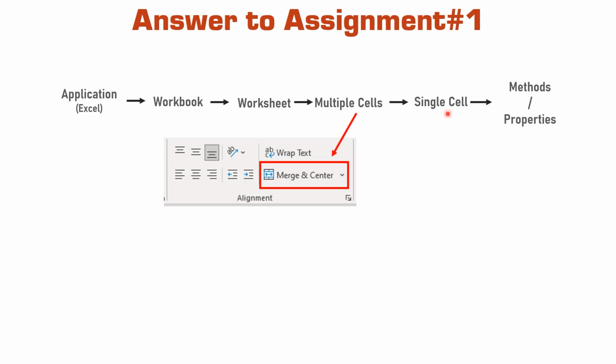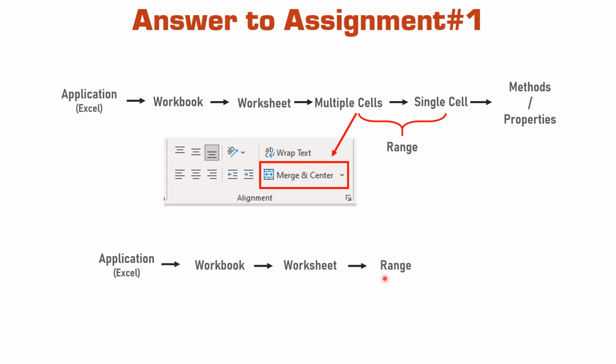But Microsoft thought it could create some confusion for programmers, and that's the reason they added these two objects under one object called Range. This Range object will have the methods and properties of a single cell and also multiple cells. So the correct answer for assignment number 1 will be application, workbook, worksheet, range, methods and properties. Again, I would like to mention these methods and properties can appear at any level in our object model.